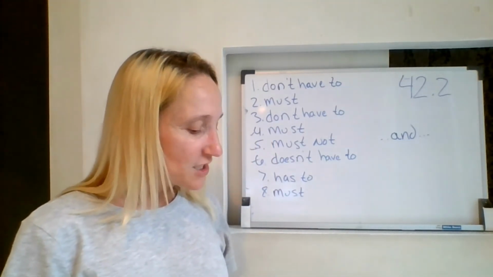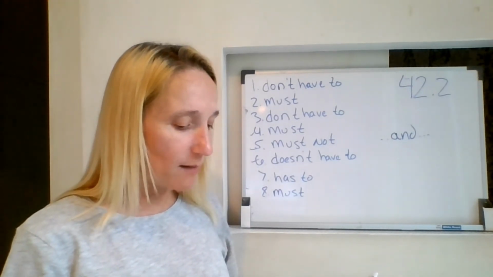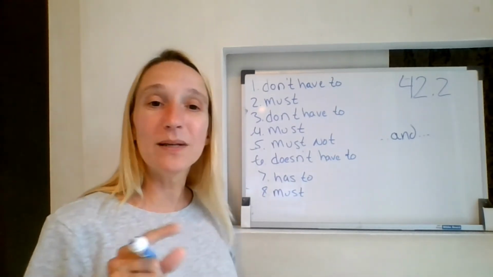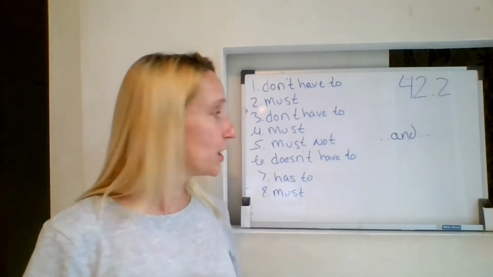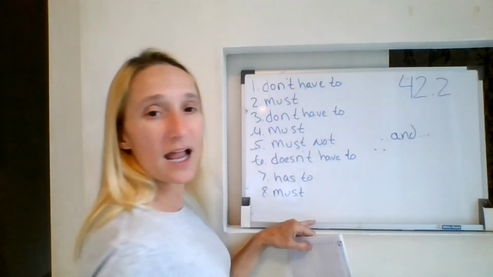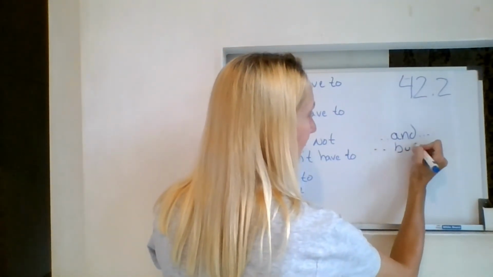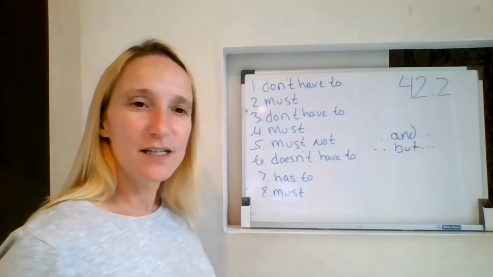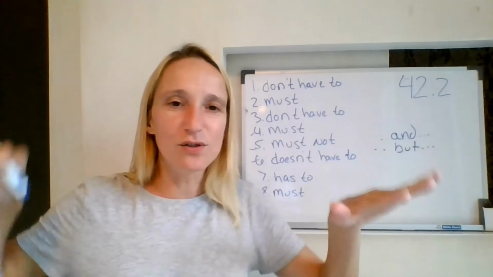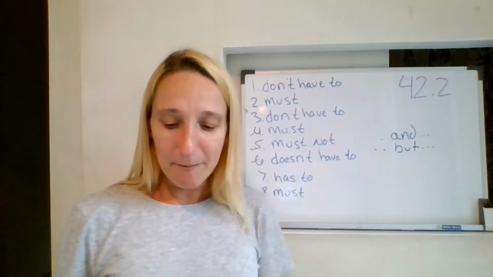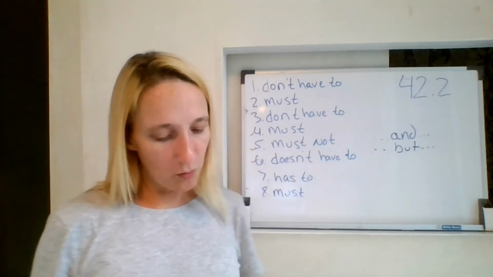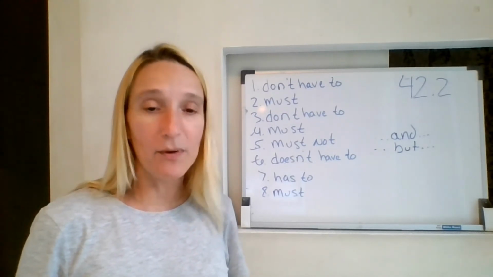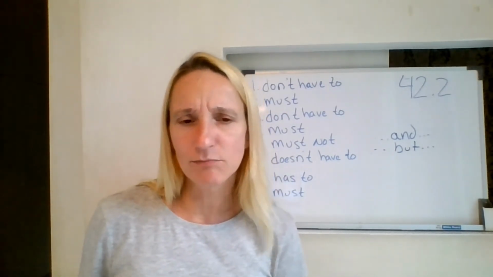Number 7, Jill blank go to the hospital for an operation, but it isn't serious. Now again, we do not have 2 sentences, but what we do have is the start of a sentence, and then the rest of a sentence. So we will split it as if it's 2 sentences. So we have, but it isn't serious. Okay. Jill doesn't have to go to the hospital for an operation, but it isn't serious.